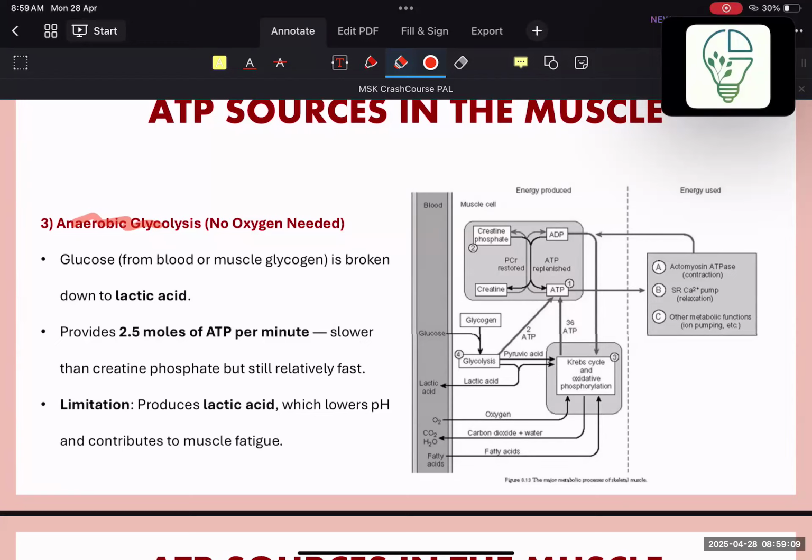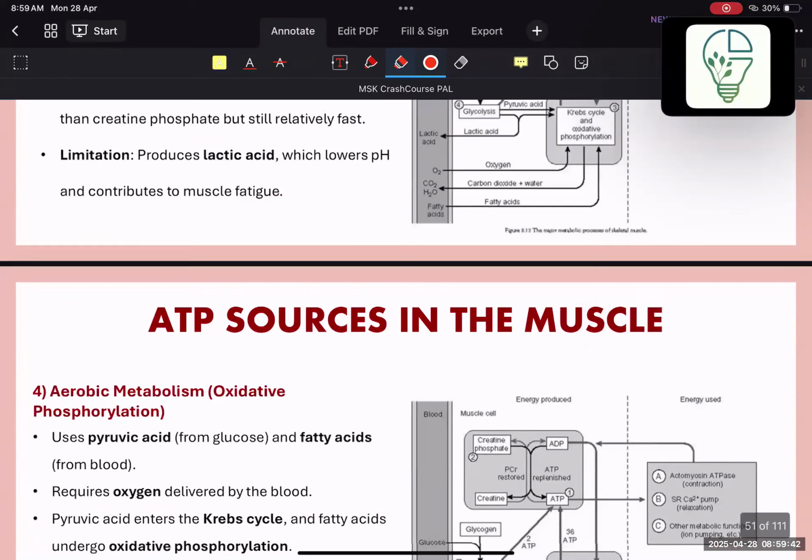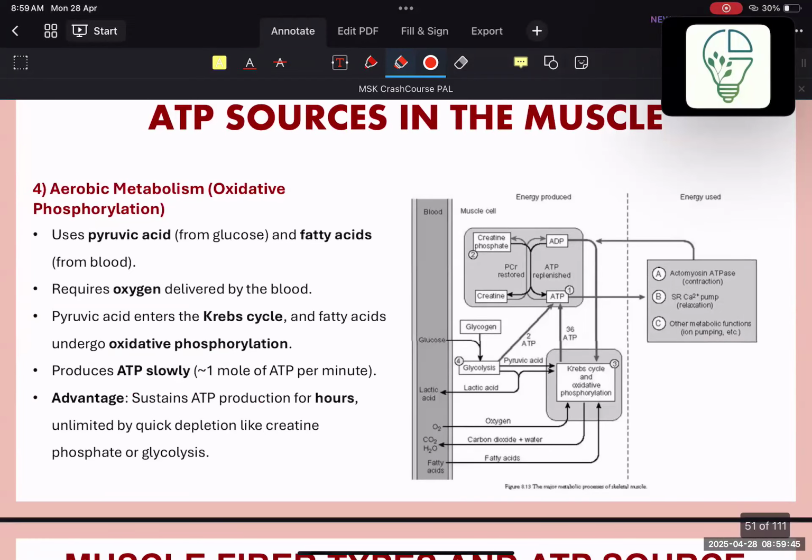Now, moving on, anaerobic glycolysis is the second fastest source of ATP in muscles. I'm pretty sure you guys are familiar with anaerobic glycolysis from your previous lectures and from your biochemistry lectures in semester 1. You are turning glucose into lactic acid to make 2.5 moles of ATP. So it is slower than creatine phosphate, but it's still one of the faster ones in your body. The issue with this one is that it can produce lactic acid, which will lower your pH and contribute to muscle fatigue and cramping. Now, the final source of ATP in your body is aerobic metabolism.